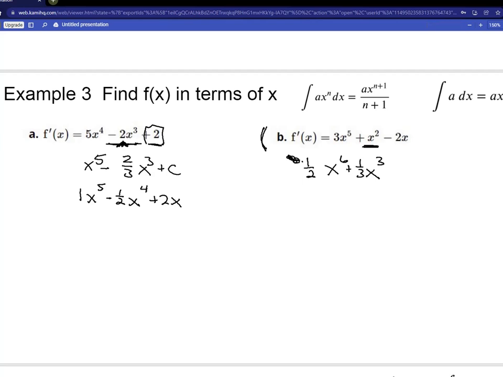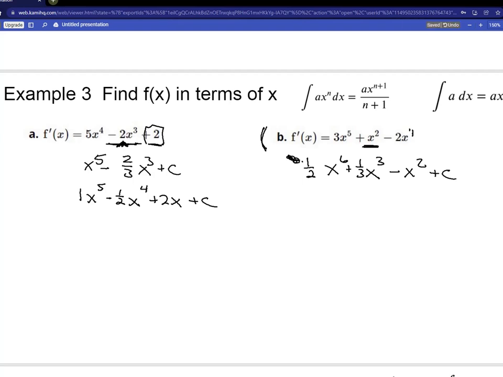And then here, it's a 1 right now, right? That's why people always mess this up, because it's not written. But it's a 1, so now I make it a 2. And what's negative 2 divided by 2? Negative 1. And then I put a plus c, which we got to do for both of these.